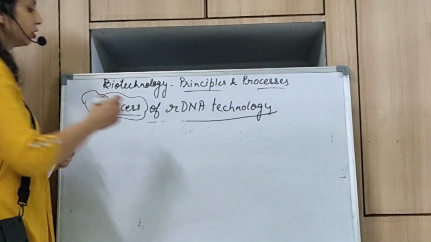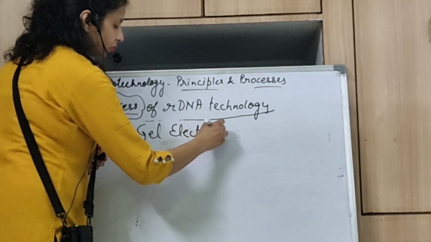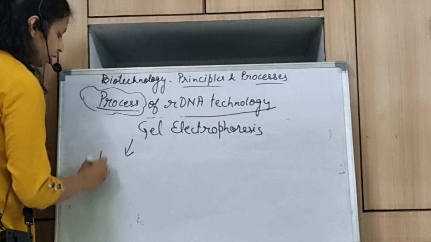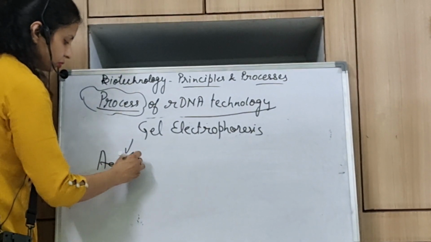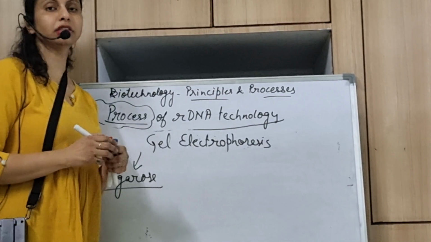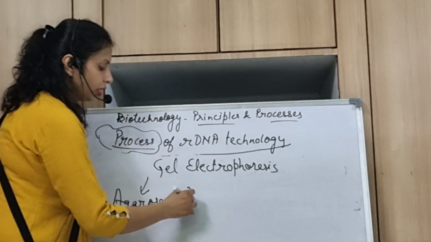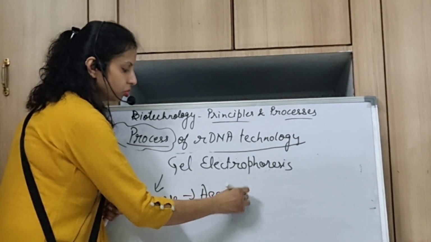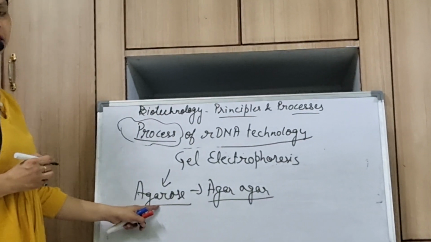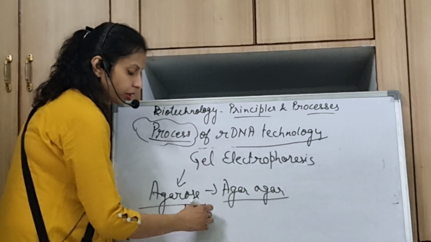So for gel electrophoresis, the very first thing we need to use is agarose gel. Agarose gel is a jelly-like substance which is obtained from algae, and it is called agar-agar. The source is agar-agar, which is an algae. Now this agar is available in the market in the form of powder, which is mixed with distilled water.